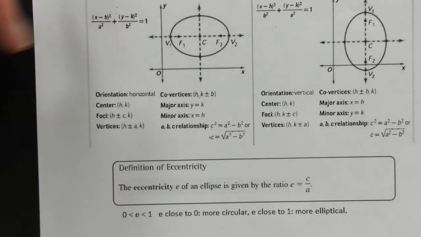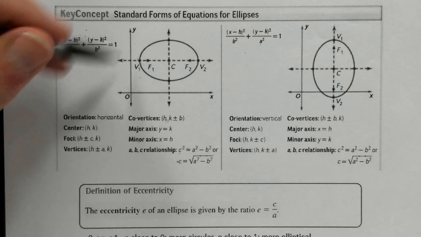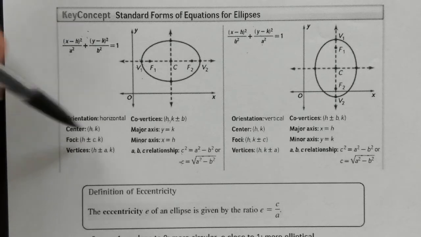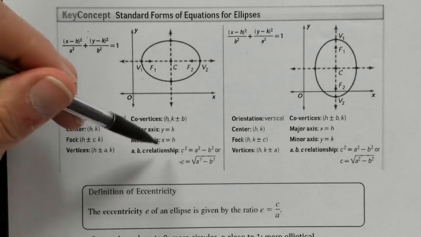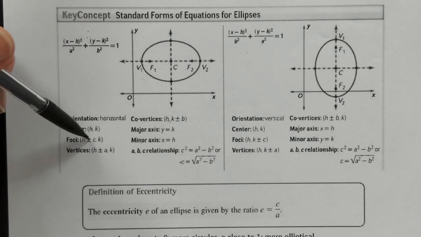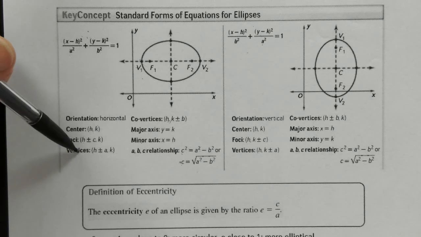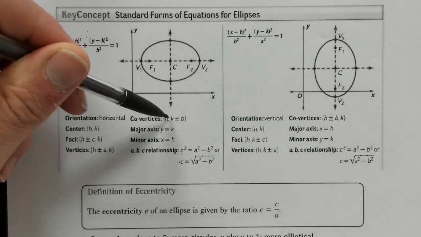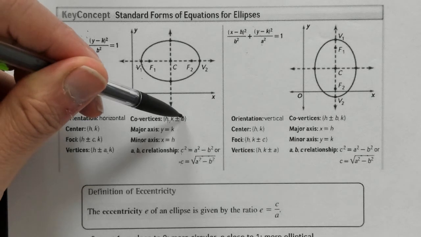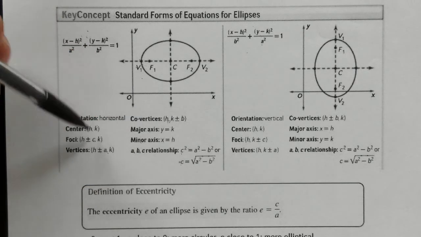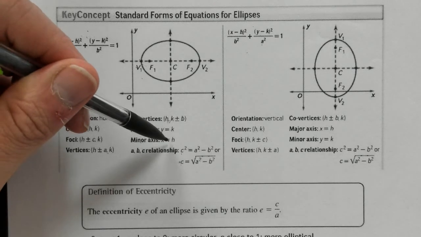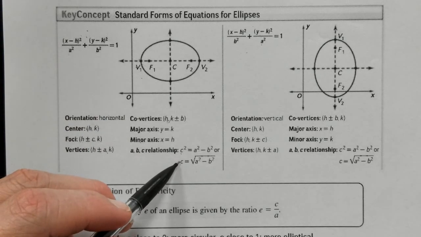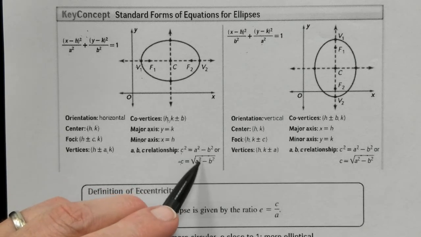All right. And so what kind of information can we come up with from the equation and the values of a, b, and c? Well, first of all, we know the center is (h, k), right? If it's a horizontal ellipse, the foci would be (h plus or minus c, k). The vertices would be (h plus or minus a, k), right? The co-vertices would be (h, k plus or minus b). Okay, the major axis is y equals k, that's the y component. The minor axis is x equals h, the x component. And here is the main relationship that we're going to use between a, b, and c. c is equal to the square root of a squared minus b squared.